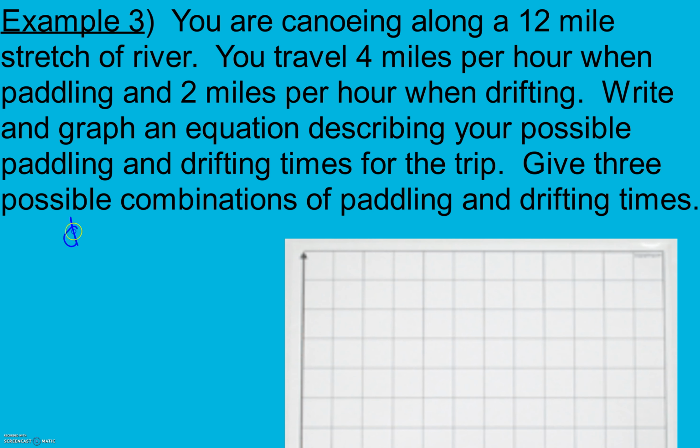So here, remember that distance equals rate times time. And we're traveling a total distance of 12. That's our distance paddling and our distance drifting. We add those together to get our total 12. So we're going to take our rate times our time. Our rate paddling is 4 miles per hour, so I'm going to do 4 times x, and I'm going to make x my time paddling.